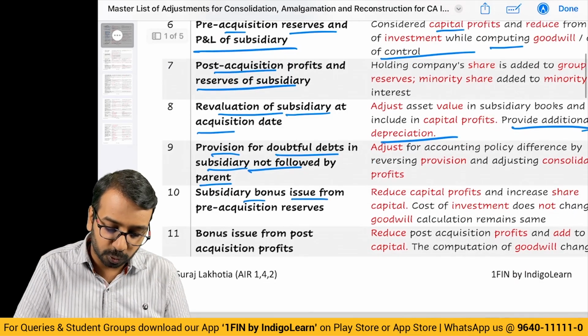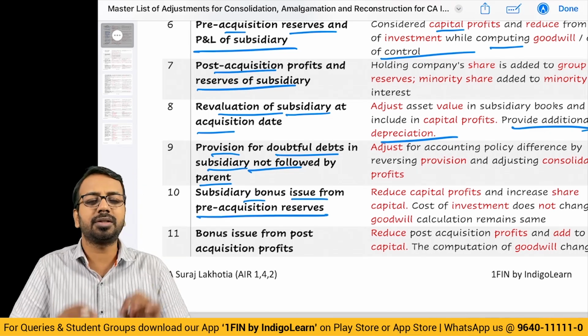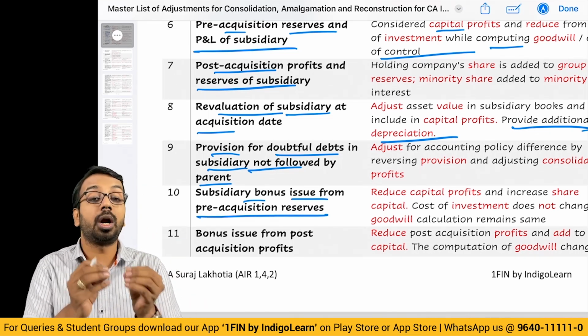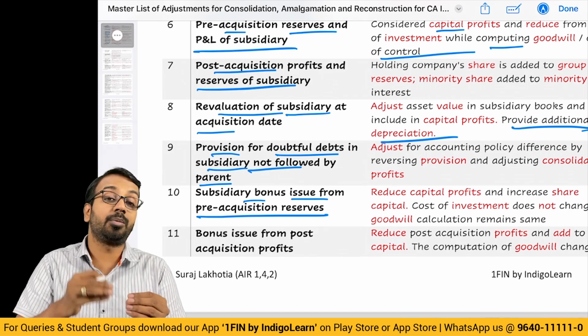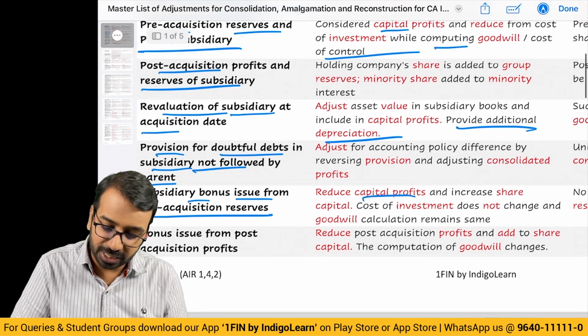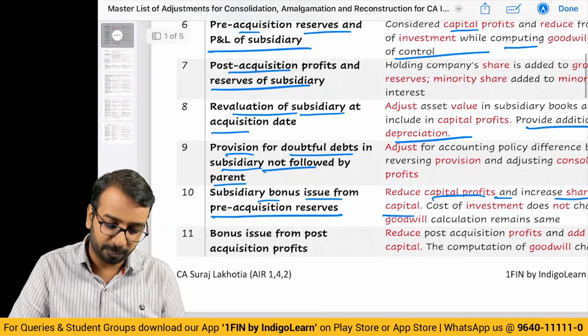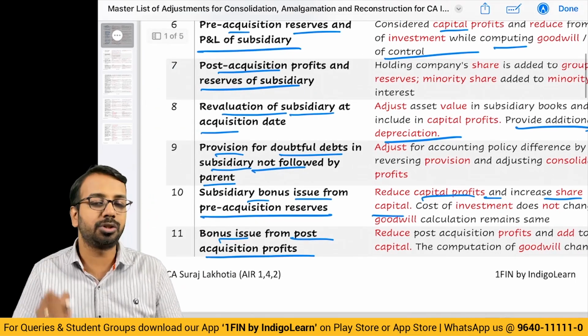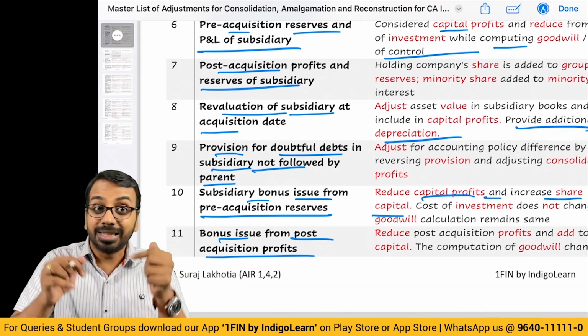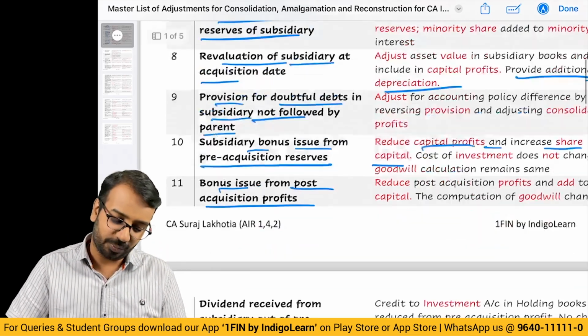If subsidiary issues bonus from the pre-acquisition reserves, this will not have any impact on the goodwill or capital reserve computation. What you will do? You will reduce the amount from the pre-acquisition profit and add that to the share capital. Reduce capital profits and increase share capital. If bonus is issued from post-acquisition profit, reduce the post-acquisition profit and add it to the share capital. This will change the amount of goodwill or capital reserve.